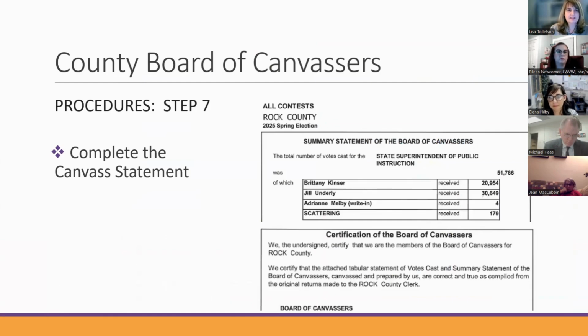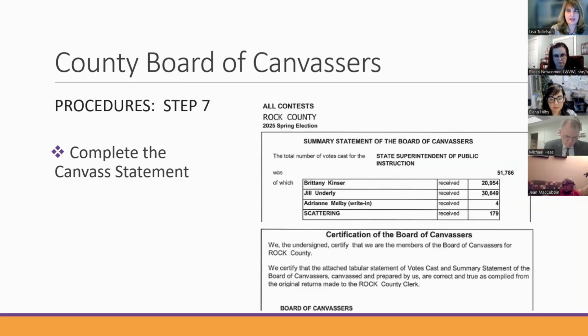We complete the canvass statement. We actually load all the data into the state canvass system. So all of the results of all the elections are loaded into the state canvass system, which is not the same as WisVote. Once we verify all the data is correct in that system, we make any adjustments that we can find that we need.